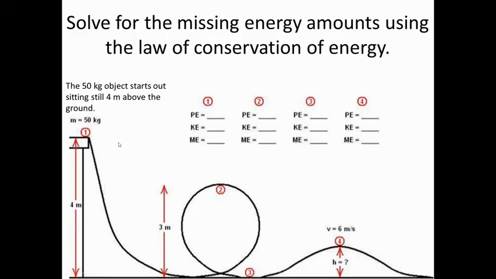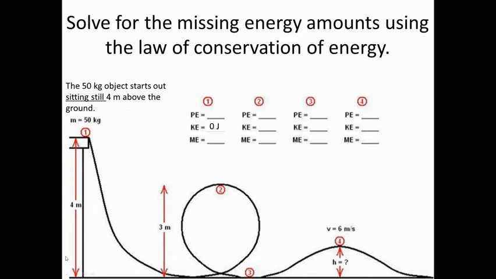If we take a look at another example, we've got an object sitting at the top of a roller coaster, and it is 50 kilograms, and it's sitting 4 meters above the ground. So what we can do is use that information to calculate some things. Now it does say it's sitting still. So if it's sitting still, you know it's got no speed. The kinetic energy is 0.